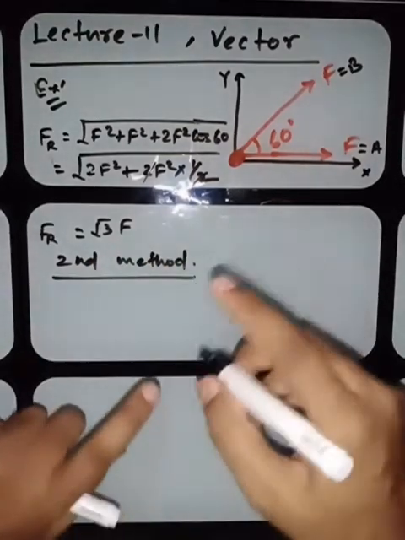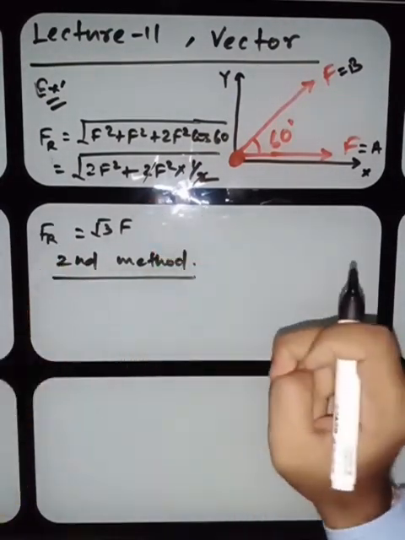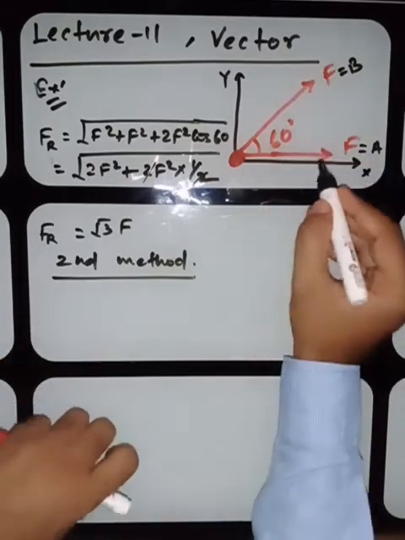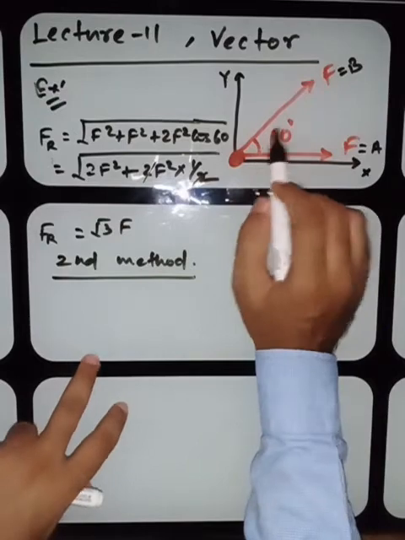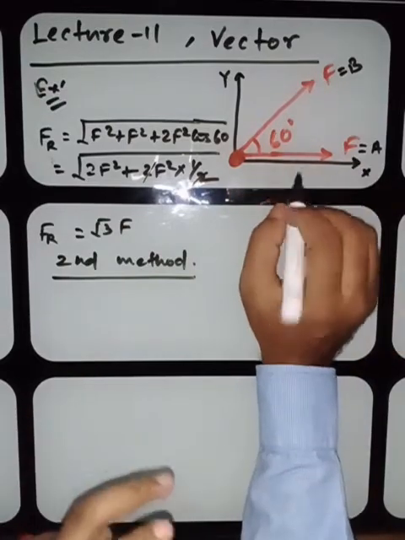Remember, wherever you are asked to find magnitude only, directly you will use this formula. All right. Now the second method. My dear students, can we write? Actually, both are vectors, so we are going to write here the sum of the two vectors.